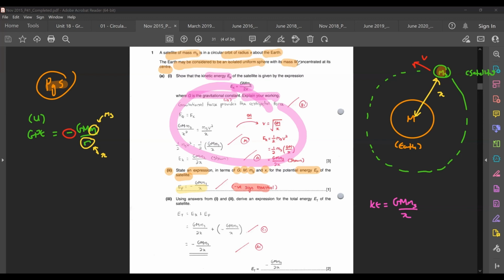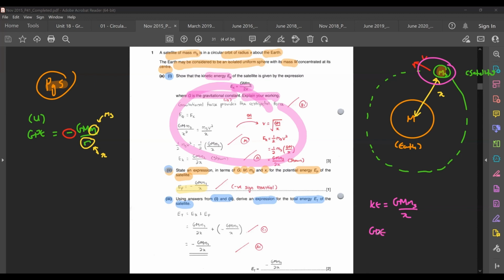Now, if you're okay with that, have a look at part 3. Use your answers in 1 and 2, the ones that you just did above, to derive an expression for the total energy ET of your satellite. Okay, so we know that your satellite here has KE equals GMms over x.